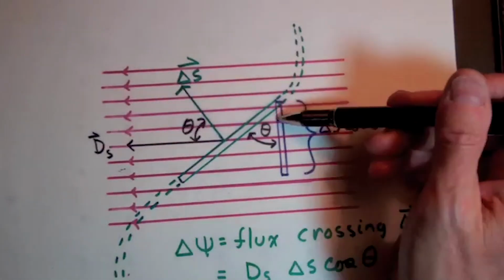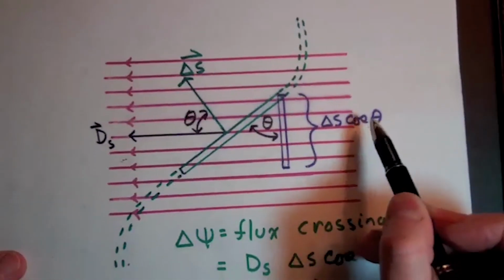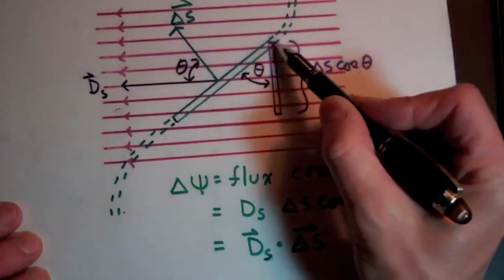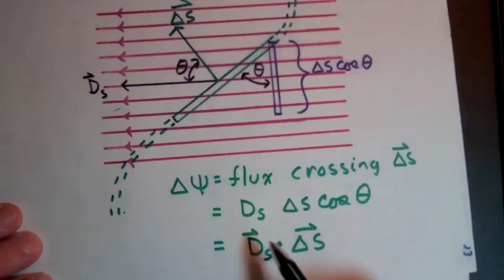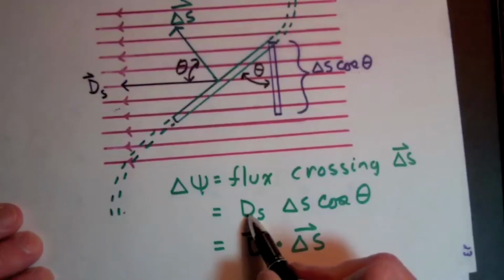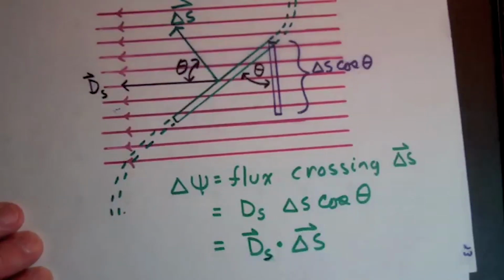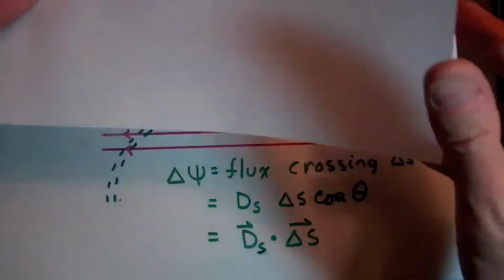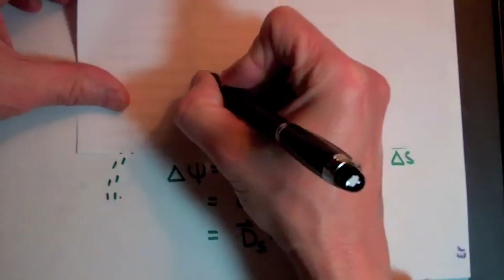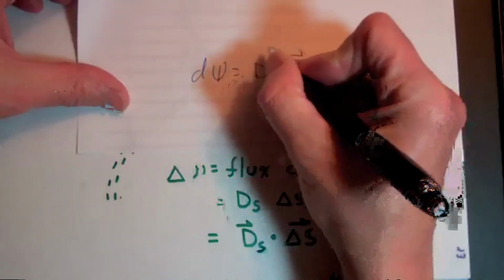So the amount of electric flux going through this plane will just be this area, delta S cosine theta, times our electric flux density field D. And this is just the definition of the dot product between two vectors, the electric flux density field D and our surface element delta S. If we take the limit as delta S goes to 0, then we can write this as d psi is equal to D dot dS.